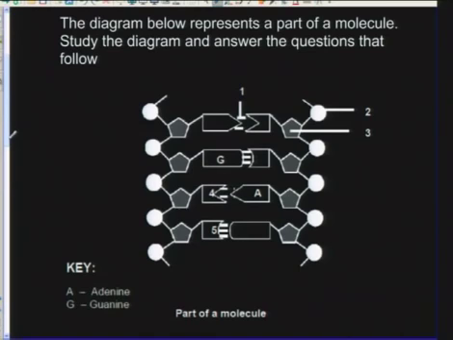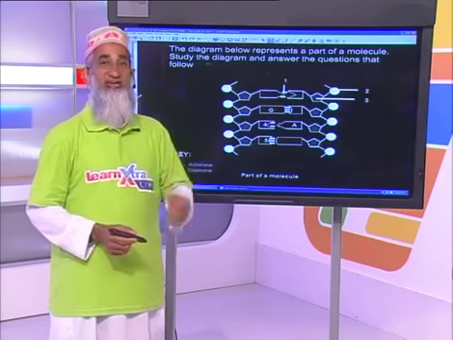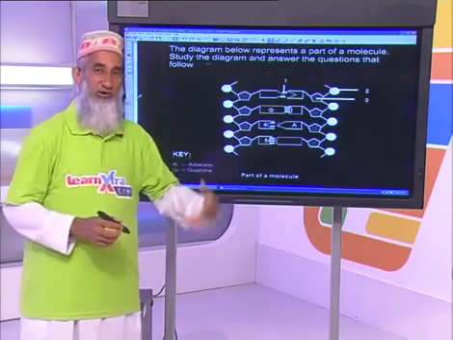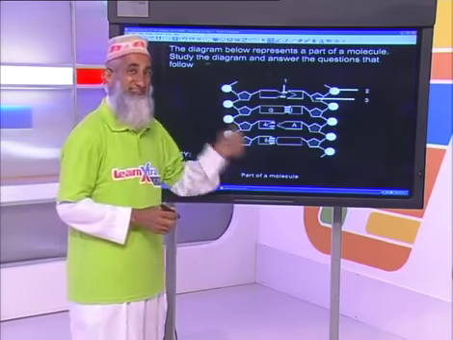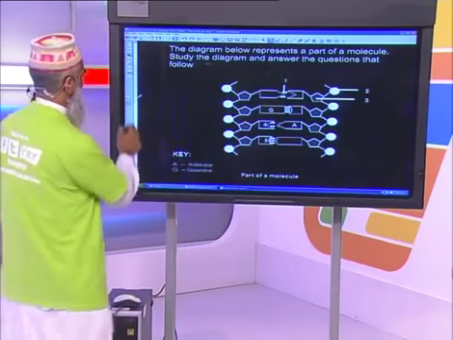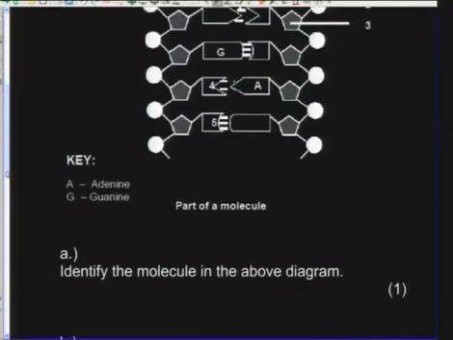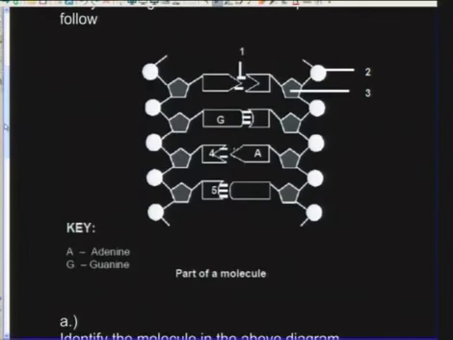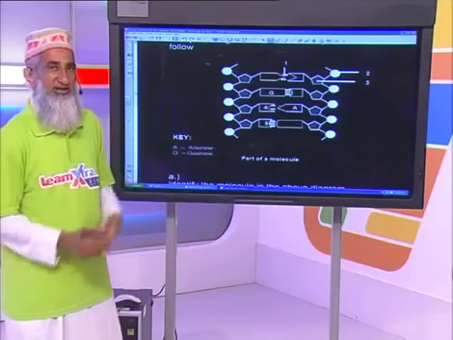By now, you should know that. Even if they don't give you the key, A is adenine in DNA, G is guanine, C is cytosine, and T is thymine. And they've given you the molecule there, and they're saying identify the molecule above. Because we did DNA today, it's easy, but in exams, you've done DNA, you've done RNA, so it's difficult.